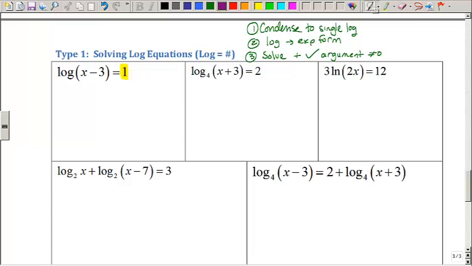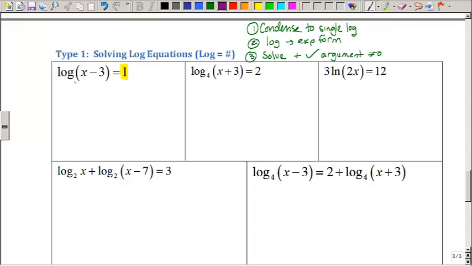Just to remind you of the steps that we're going to follow, step 1 says to condense to a single logarithm. For example, if there are two logarithms, you need to get them on the same side and condense them down to 1, so that it's in the form log equals number. Then step 2 says change the log to exponential form, where we can solve and then check the argument.